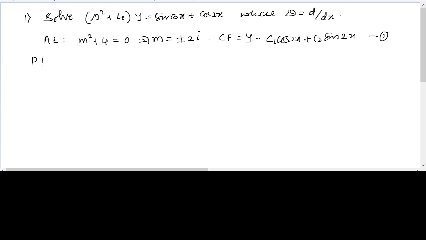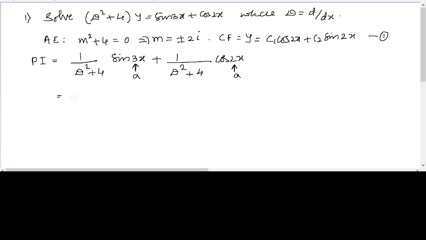Now we need to find the particular integral, that is given by 1 by f of D, that is 1 by D square plus 4, and the given function, sin 3x plus cos 2x. I am breaking that into two parts. So we get 1 by D square plus 4 of sin 3x plus, once again, 1 by D square plus 4 of cos 2x. According to the second case of PI, we need to replace D square by minus a square. What is a here? It is 3, and here the value of a is 2.